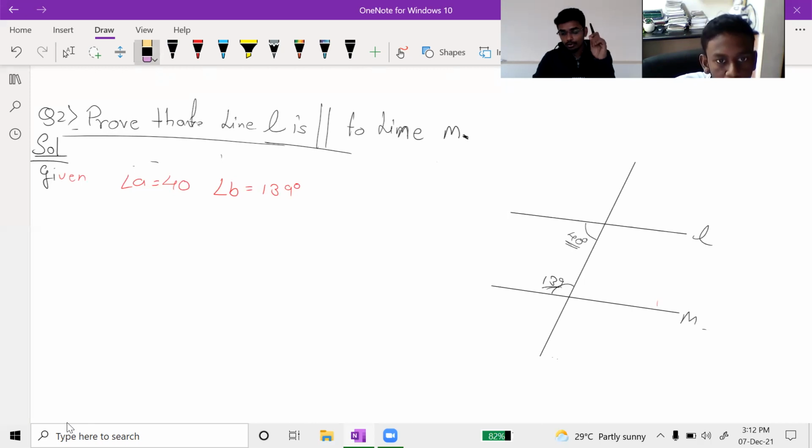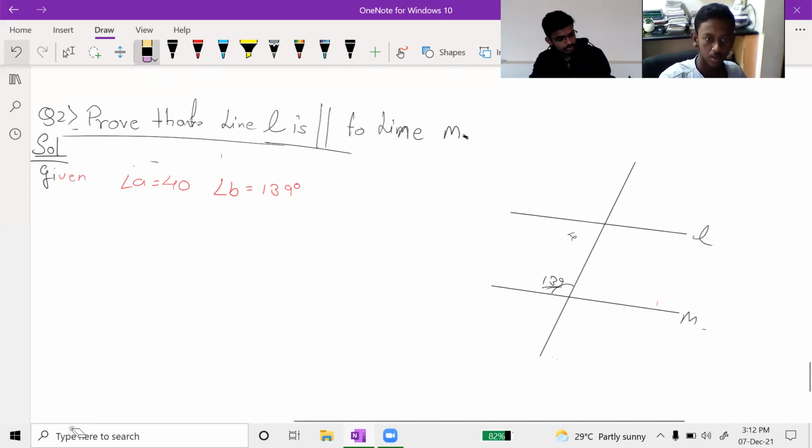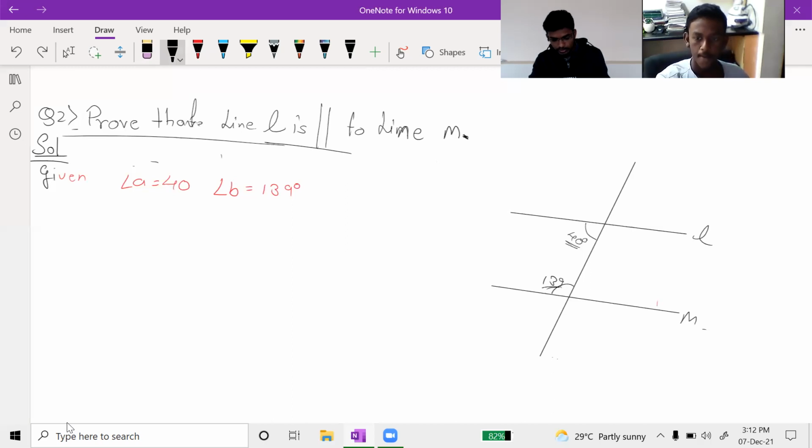Go and check the property. When these two angles are given, what is the property by which we can say that these two lines are parallel to each other? They are on the same side of transversal. Yes, sir. Yeah, check.